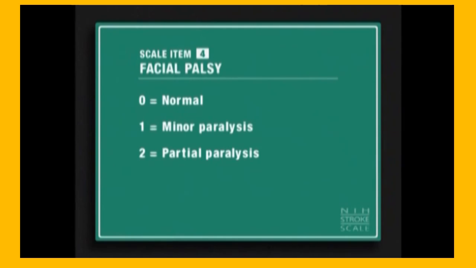Score a 2 if there is paralysis of the lower face. This is the appropriate score for clear-cut upper motor neuron facial palsy. Decreased spontaneous and forced facial movements are most prominent at the mouth.